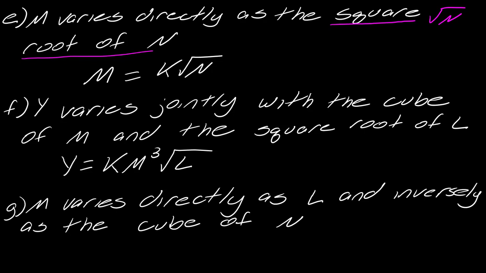So this last one, M varies directly as L and inversely as the cube of N. So now we're being told to do two things. We have both varies directly and varies inversely. That's totally possible. And if you're wondering, it's still just one K. So M varies directly, so first of all, what do I do to K? I multiply K by L, and then inversely as the cube of N, so at the same time, I need to divide that by N cubed. So K is both multiplied by L and divided by N cubed. This is another thing that can happen.